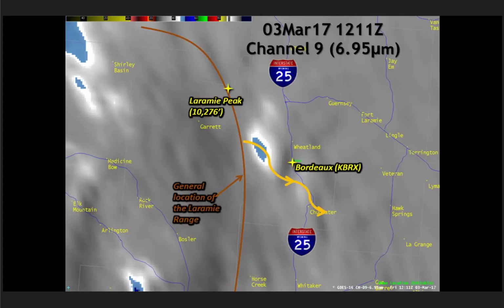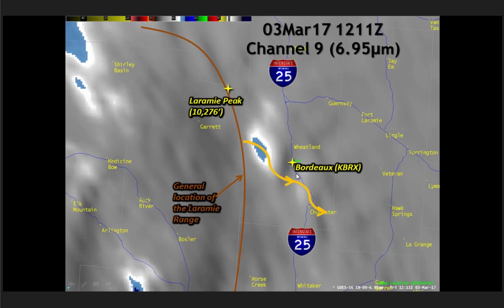So the one case we're going to look at, again, happened early morning, March 3rd. It happened roughly between 11 and 13Z. This image here shows the general location of the mountain wave downstream of the Laramie Range, which is this brown line here. We do have one higher peak in the area, which is Laramie Peak at just over 10,000 feet. And the general flow pattern was from the northwest to the southeast. We'll look at a loop of it in a second.